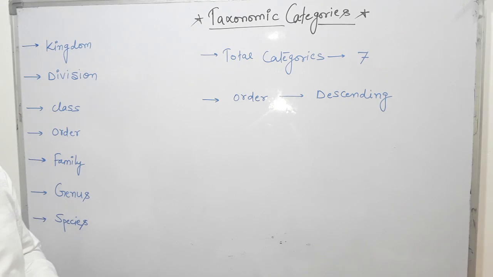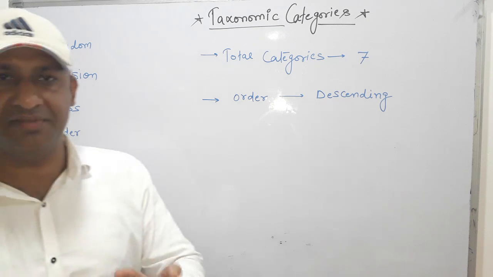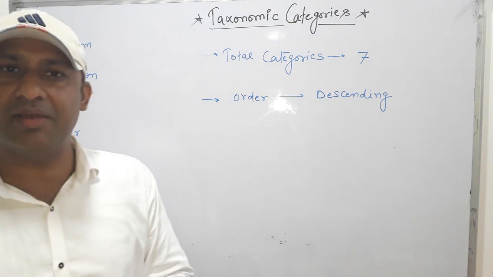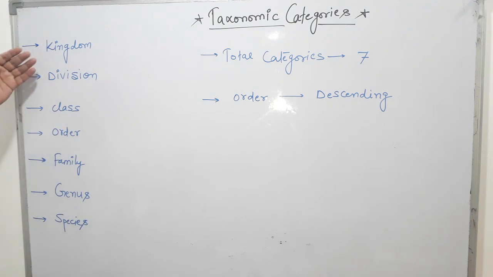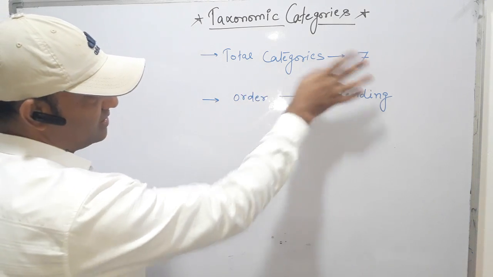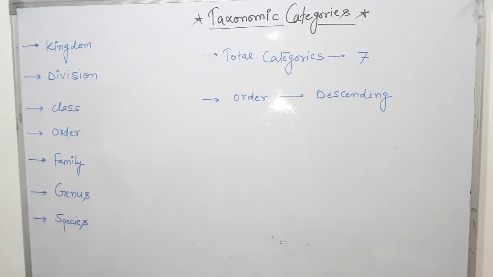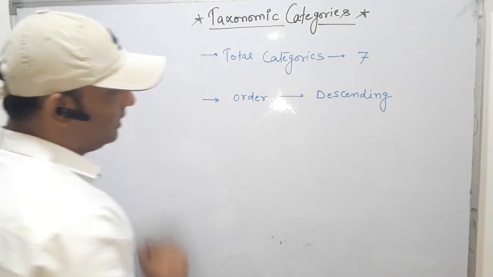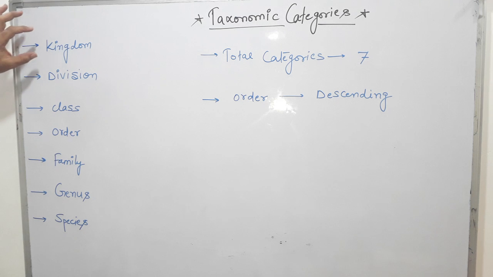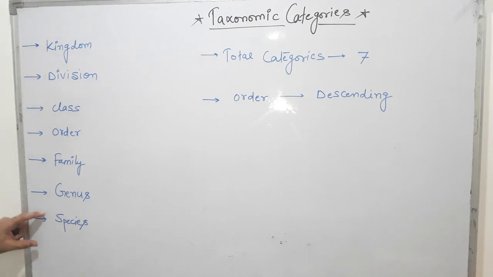So our next topic is taxonomic categories. Which categories are generally used in taxonomy for classification of animals as well as plants, so they can be easily understood and easily studied by the students. First is kingdom, division, class, order, family, genus and species. So first we take the total number of essential categories. It is 7. A total of 7 categories are used in the classification. The order is descending, and it is also called the hierarchy system or merit system, in which the most similar is on the upper level and the least similar is on the lower level.